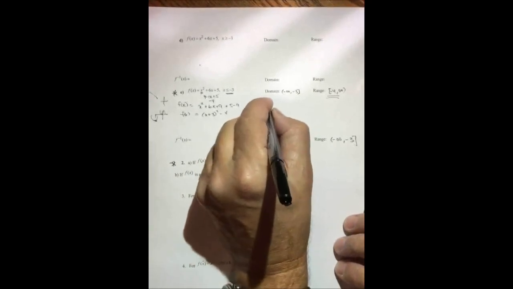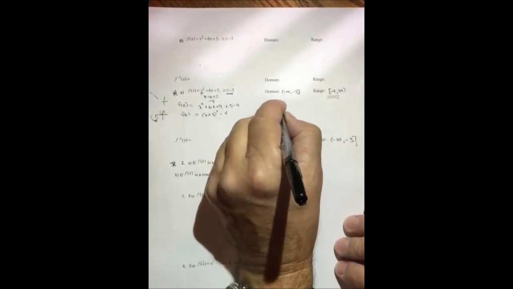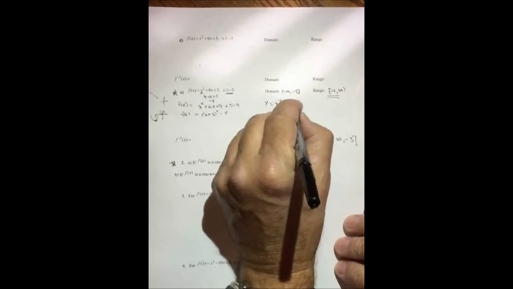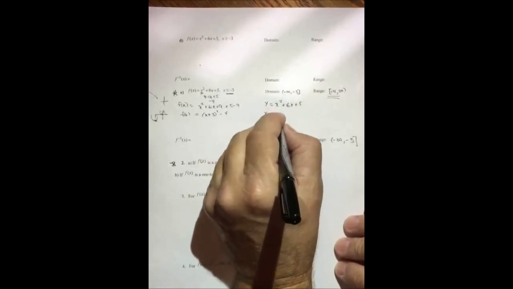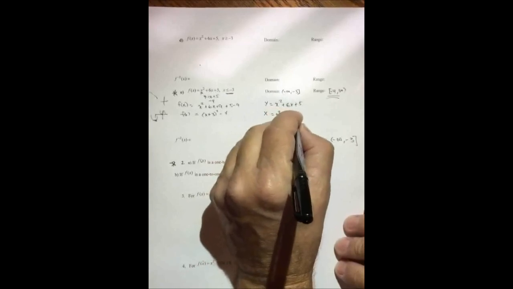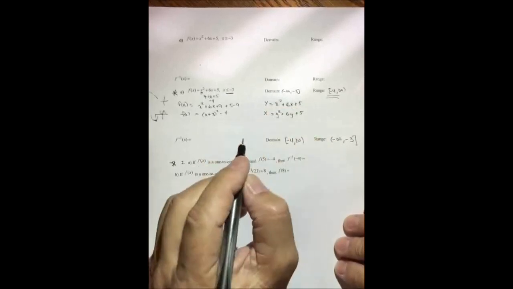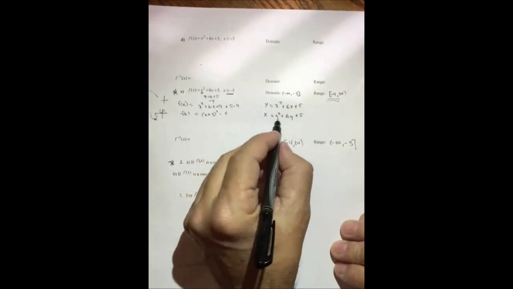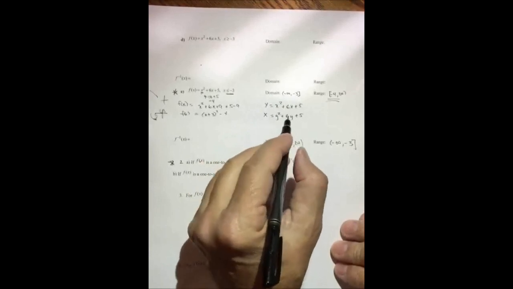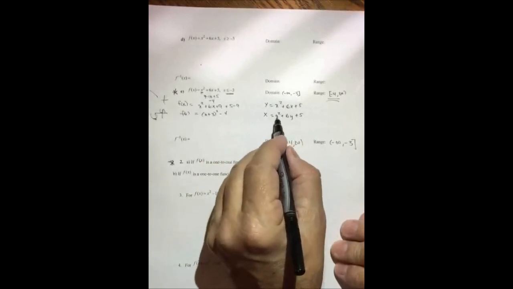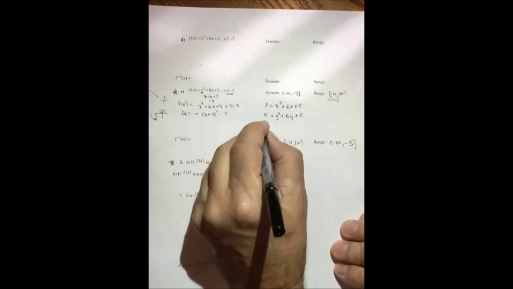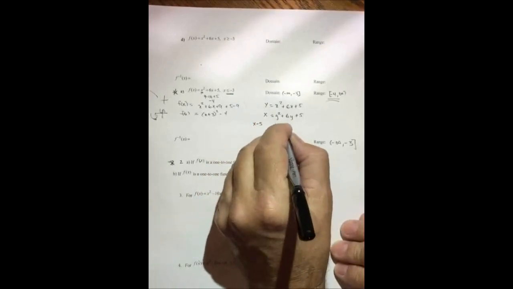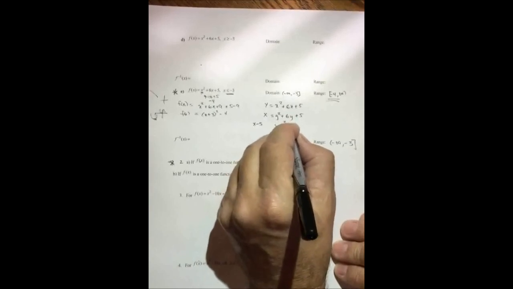So let's go through our procedure. The same old thing. We have y equals x squared plus 6x plus 5. And then swap: x equals y squared plus 6y plus 5. Now I've got to solve this for y, but I'm going to do this in an unusual way because of that squared there. I'm going to move the 5 over. And then on the right, I'm going to complete the square.